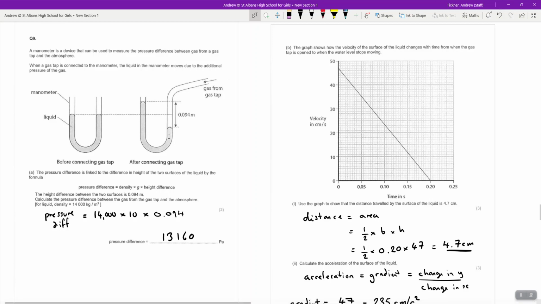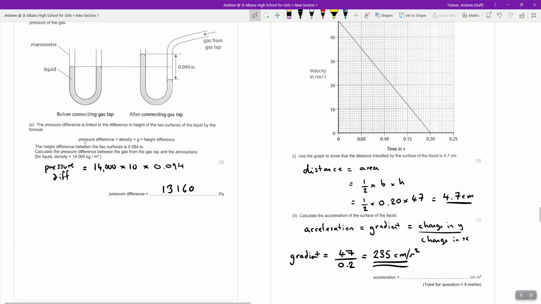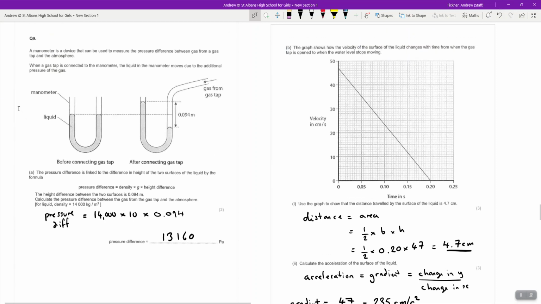Right, we then have a bit of calculations. We've got a manometer, which is a pressure measurement device. There's a lot of information here, but fundamentally it just comes to we have a height difference and therefore a pressure difference. And for 2 marks, we're literally putting the numbers we're given, density, we've got g, got the height difference, we're just putting them in and we get 13,160. So substituting in, getting the answer, 2 marks. It can round to 13,000, that is perfectly fine.